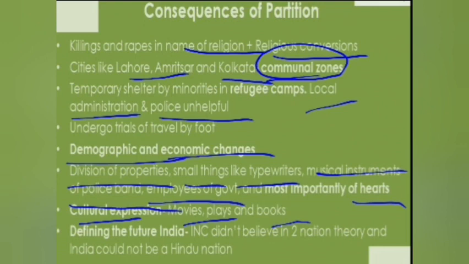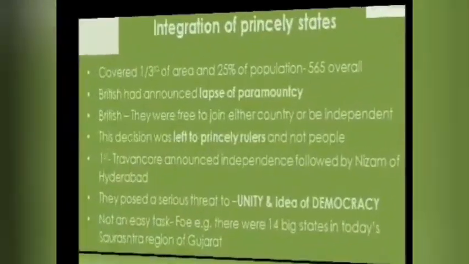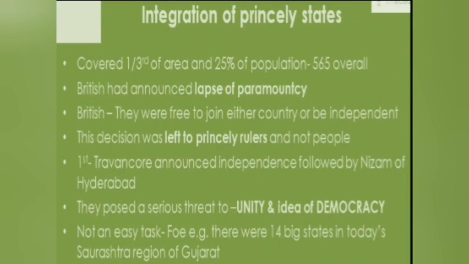So, defining the future India, the Indian National Congress didn't believe in the two nation theory, and India could not be a Hindu nation. So the Indian National Congress did not agree that India should be partitioned. It should not be there. They did not agree. One third of the area and 25% of the population, 565 princely states overall, were under the province and province.